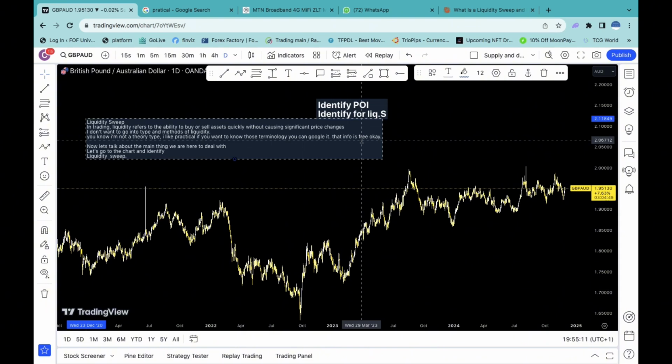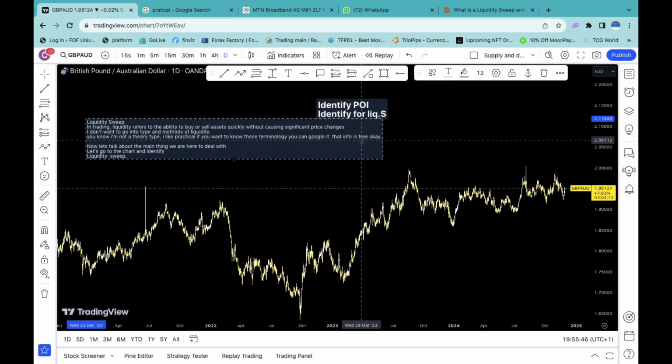In trading, liquidity refers to the ability to buy or sell assets quickly without causing significant price changes. I don't want to go into the types and methods of liquidity. I'm not a theory type of person. I like practical. If you want to know those terminologies, you can Google it. It's free. So let's go straight to practical.